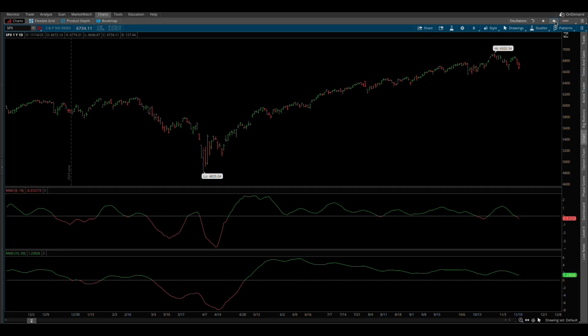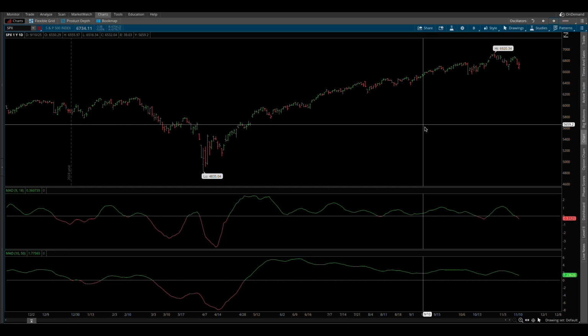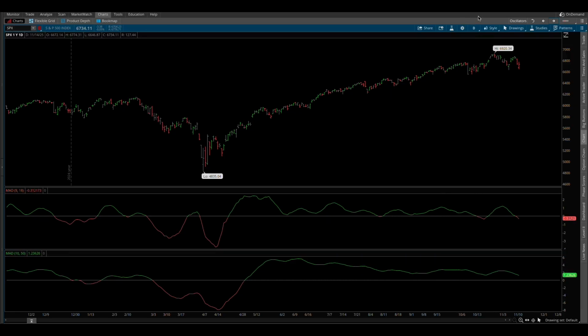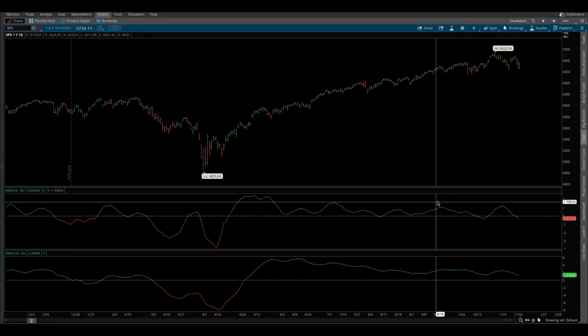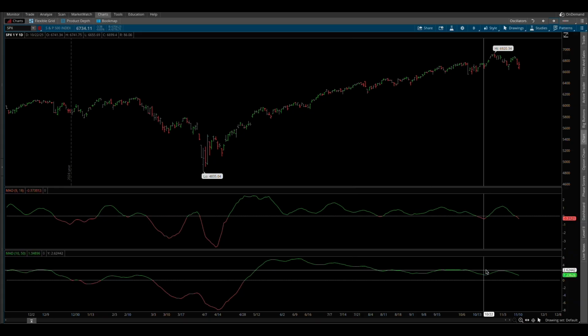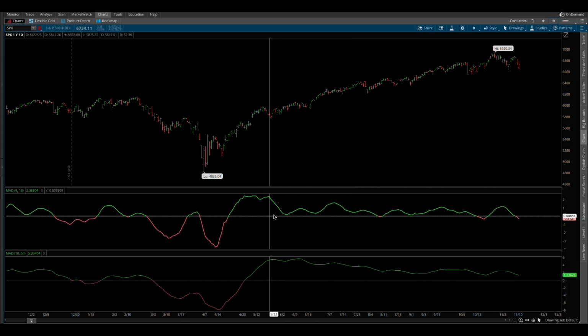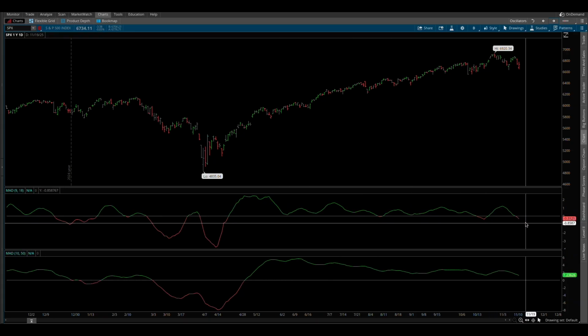Then I have moving average divergences. So this is just the distance between the two. This is a 9/18 and this is a 10/50 because I use those. As you can see, the 10 and the 50 have been above each other, but the 9 and the 18 have recently crossed under each other and been in a negative.